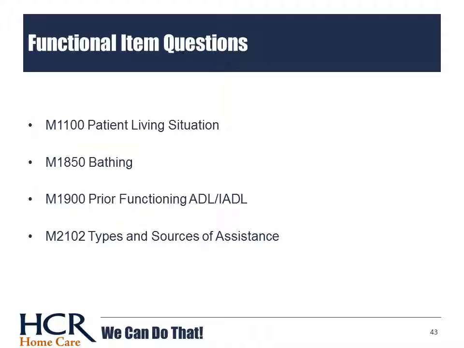Now lastly, we'll talk about the functional items that have had some changes. So we'll see changes to 1100, patient living situation, 1850 bathing, 1900 prior functioning with ADLs and IADLs, and 2102 the types and sources of assistance.